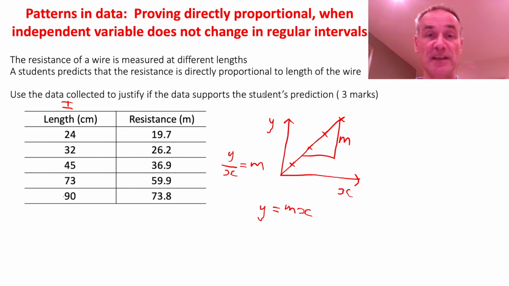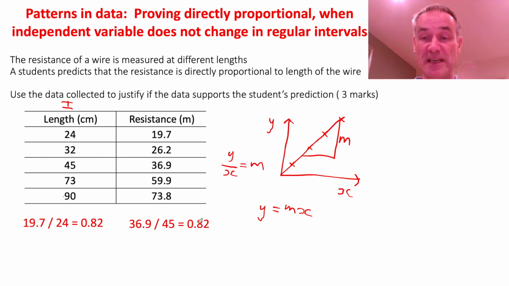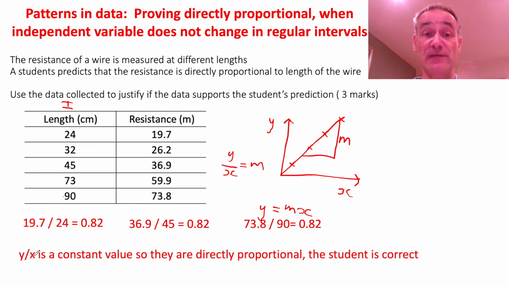So if we have a look, 19 divided by 24 is 0.82. Taking another data point, I've chosen the middle one, 36.9 divided by 45 still gives us 0.82. And finally, 73.8 divided by 90 also gives us 0.82. So I can conclude y divided by x is a constant value, so they are directly proportional. The student is correct. So that's how you prove things are directly proportional given sets of data.